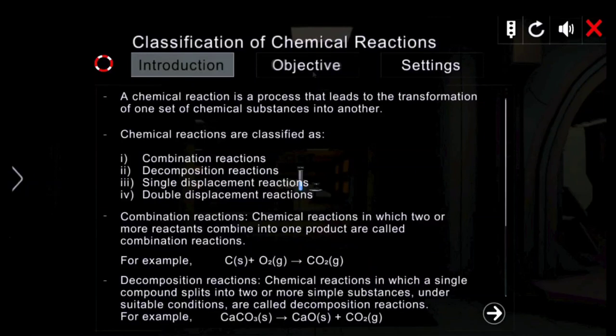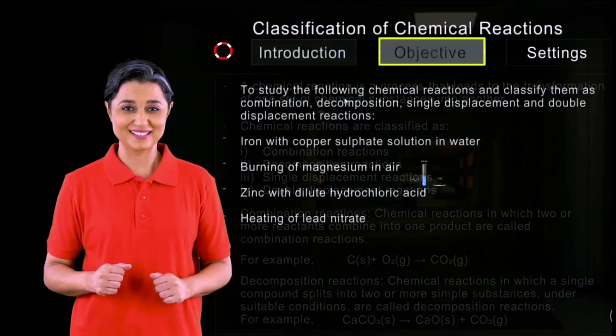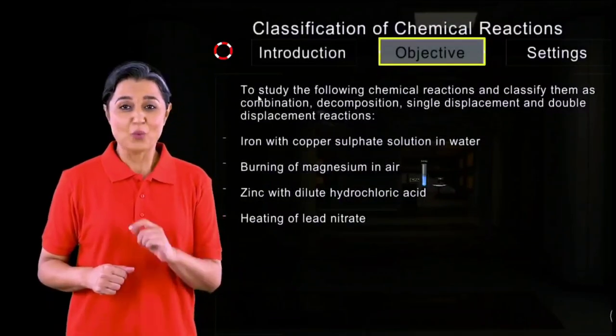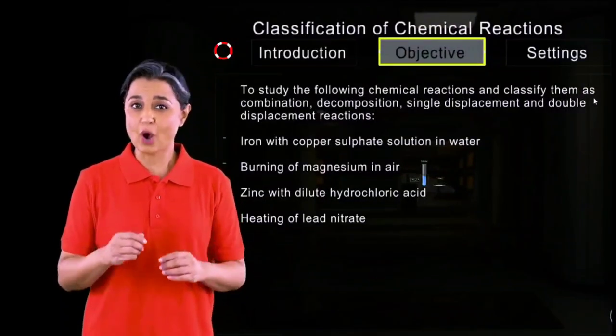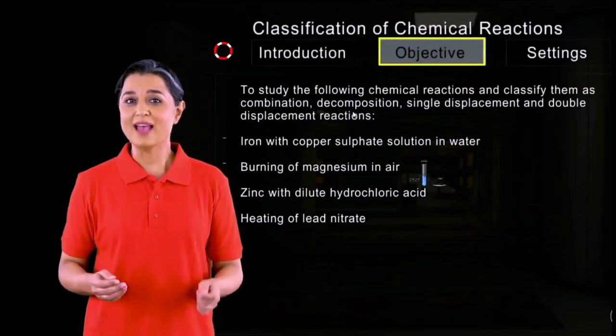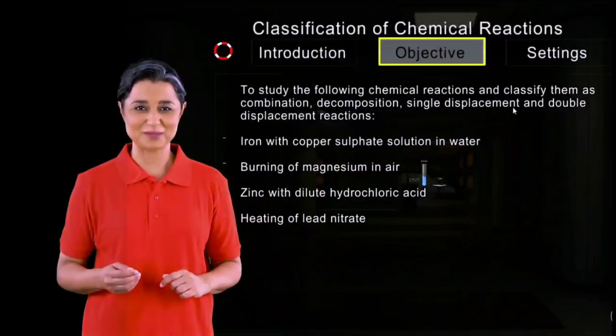Chemical reactions in which a single compound splits into two or more simpler substances under suitable conditions are called decomposition reactions. Chemical reactions in which a more reactive element or ion displaces a less reactive one are called single displacement reactions. In this video, we will study some chemical reactions and classify them as combination, decomposition, and single displacement reactions.